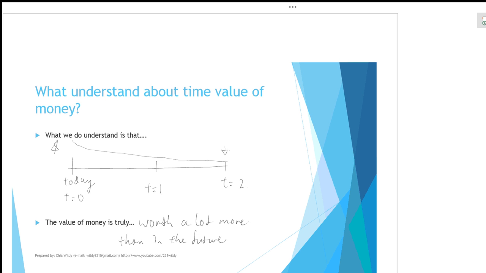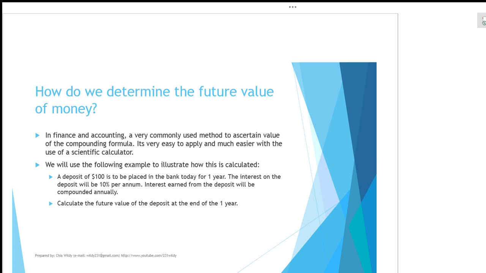Now, how do we quantify the value of money today against tomorrow? It's very simple to say that value of money today is worth more than value of money in the future, but how do we quantify it? In finance and accounting, a commonly used method to ascertain value of money today and value of money in the future is the compounding formula. The compounding formula can be easily applied with a scientific calculator, and this formula simply goes like this.